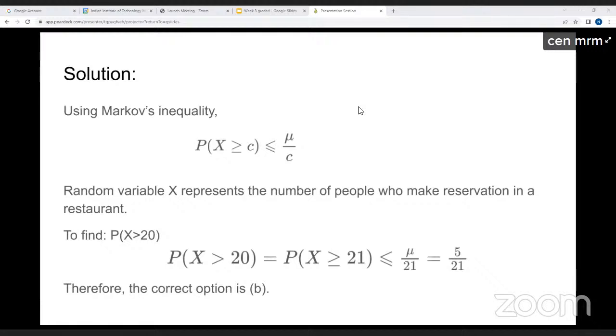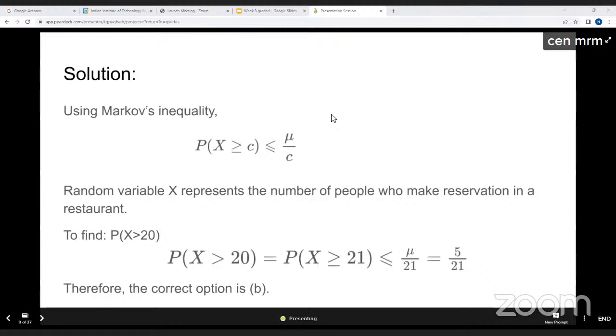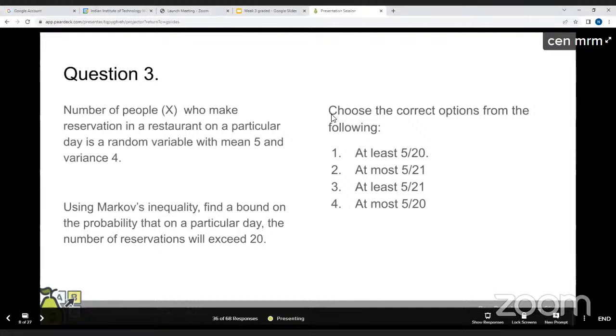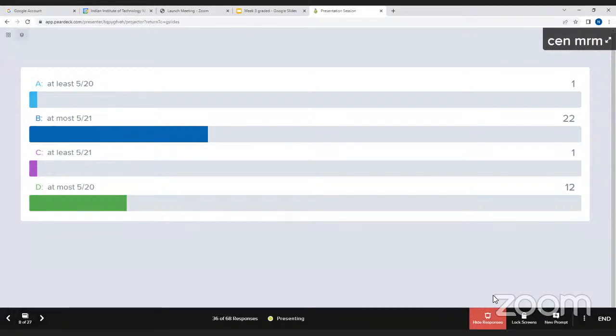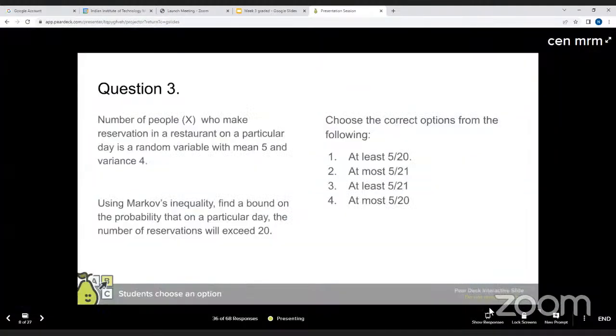Hello, ma'am. Yeah, this 5 by 21 is clear, okay. But how come the answer is B? Because it is "at most," not "at least." The option 4 talks about at most, 5 by 20. Okay, so at most 5 by 21, yes. So that was the issue here. It was not at least or at most, it was the 5 by 20 and 5 by 21 part. So your correct answer is B.